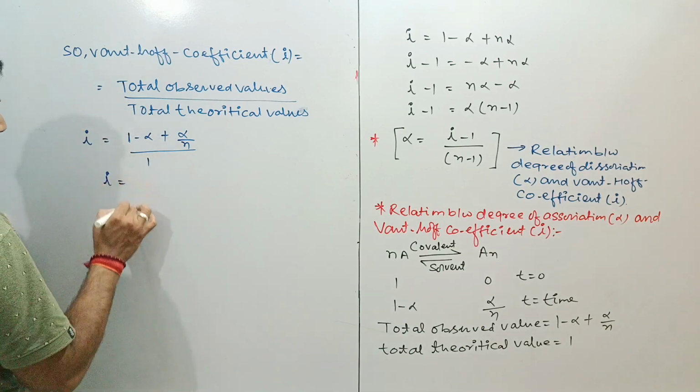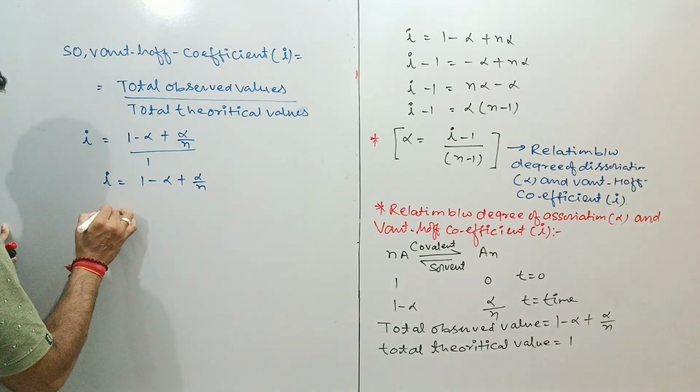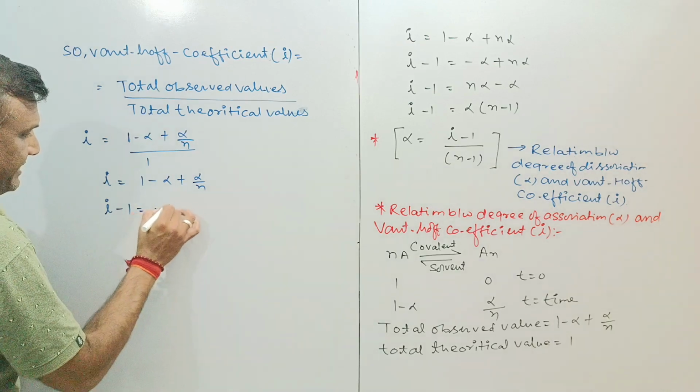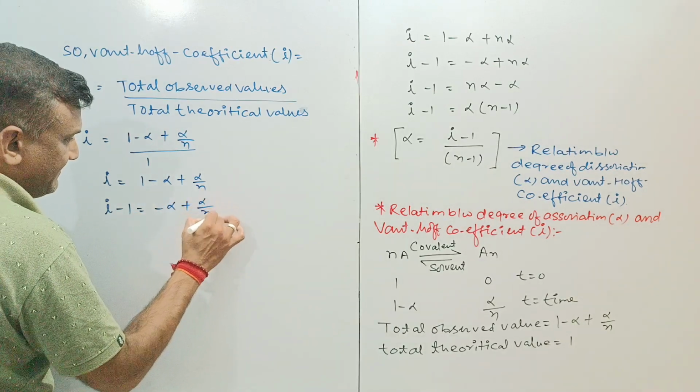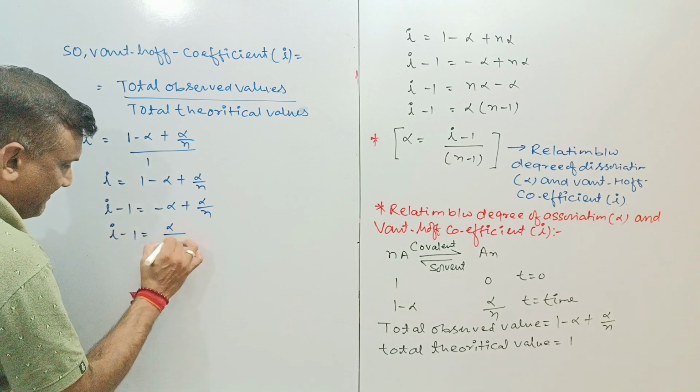So could I write it? i is equal to 1 minus alpha plus alpha by n. We can write it as follows: i minus 1 is equal to minus alpha plus alpha by n.